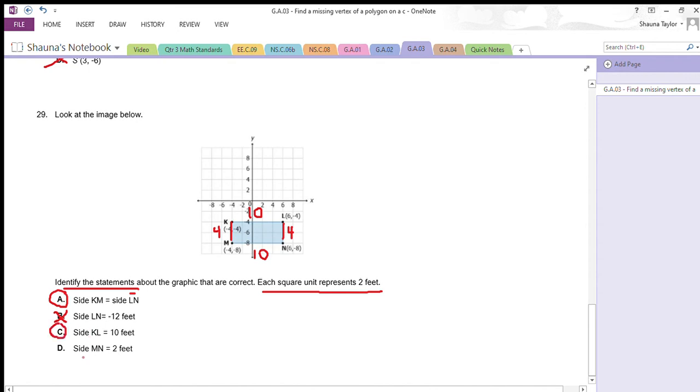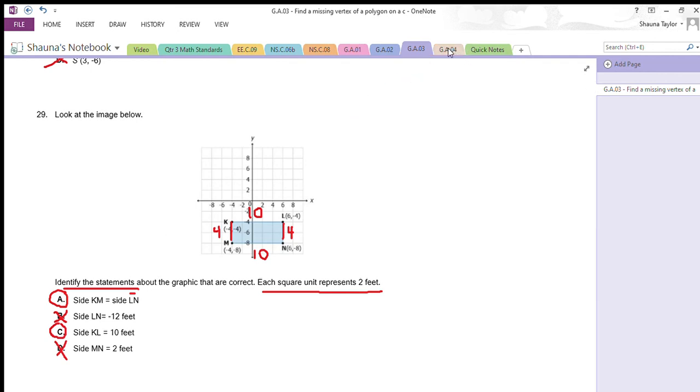And letter D says side MN is 2 feet. So where's M? Right here, and where's N? No, it's 10 feet. We already wrote that down. So that's wrong. So if you take a look at it, number 29, you had to choose 2 answers that were correct. So remember, everything's not one answer. You've got to really read those questions.